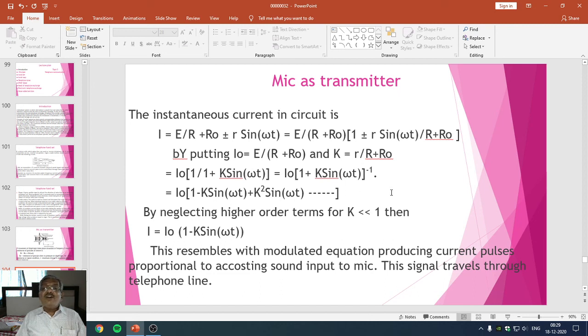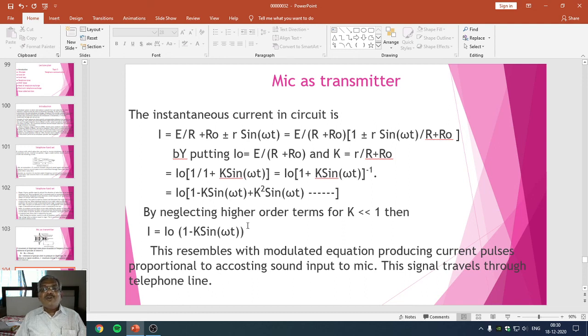Obviously, as the value of K is very much less than 1, we can neglect all the higher order terms. By neglecting that, we get I equal to I0 into 1 minus K sine of omega t. What does this indicate? This equation resembles a modulated equation producing current pulses proportional to the acoustic sound input to the mic, and this signal travels through the telephone line.